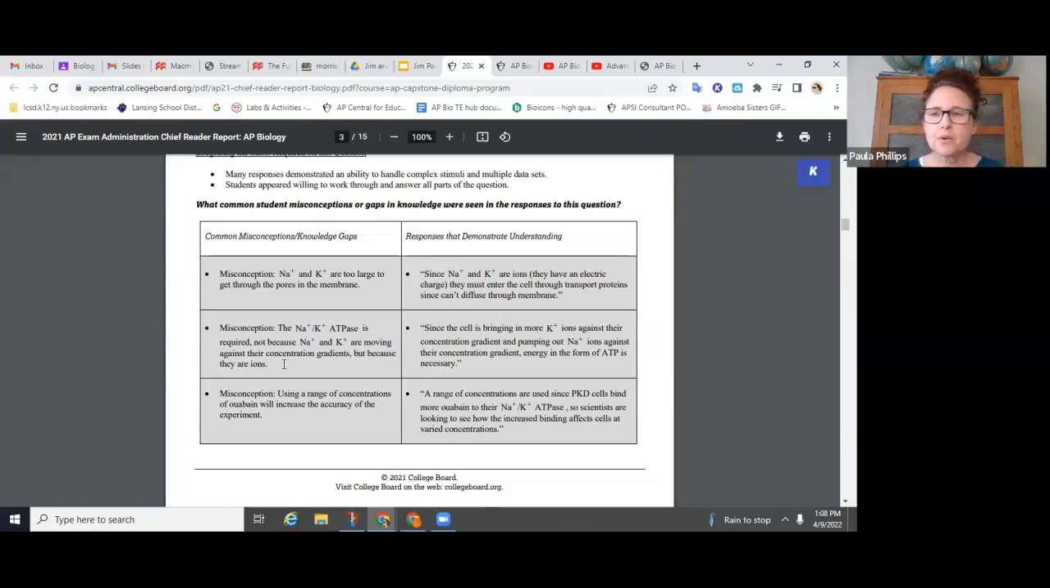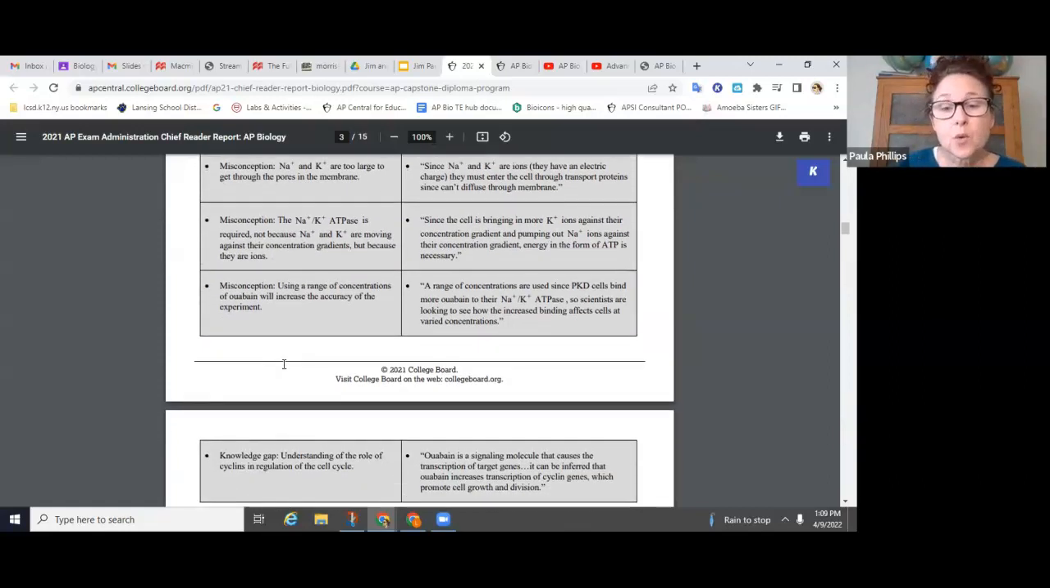So for example, I'm not going to read you the whole thing, but you can see here a common misconception or knowledge gap includes sodium ions and potassium ions are too large to get through the pores in the membrane. The response that would demonstrate understanding that we were hoping to get from the students was, since sodium and potassium ions have an electric charge, they must enter the cell through transport proteins. They can't diffuse through the membrane. So you can get an idea of what students are saying versus what we were expecting them to say, or what we were hoping they would say.